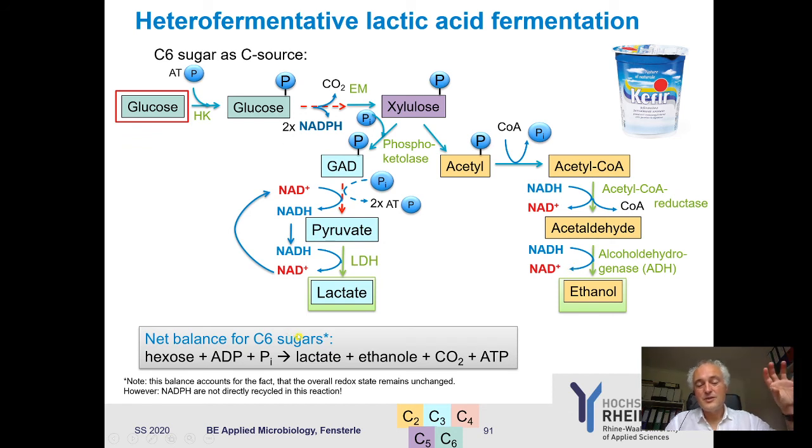So the balance, of course, remembering that this is not a real balance because we produce NADPHs here and consume NADHs here, and that's not the same. But concerning reduction equivalents, if we start with a hexose, we produce lactate, ethanol and carbon dioxide, and just 1 ATP. So the energy efficiency for a hexose is lower.